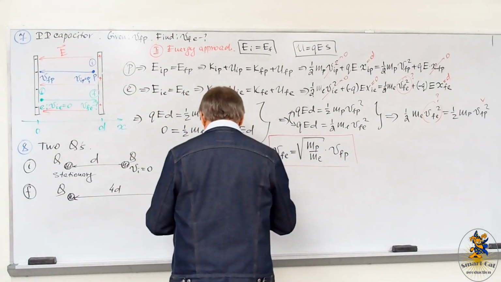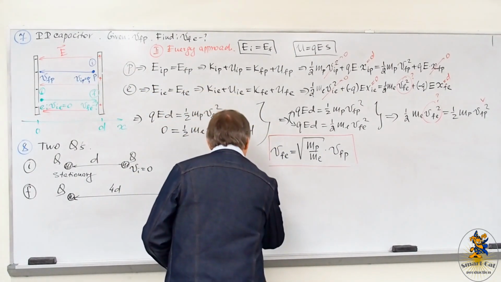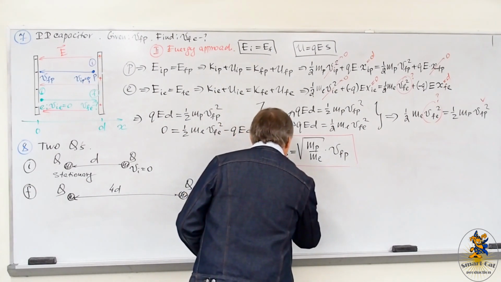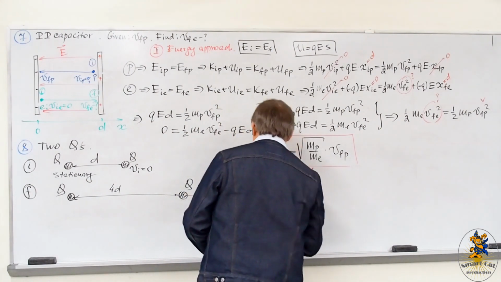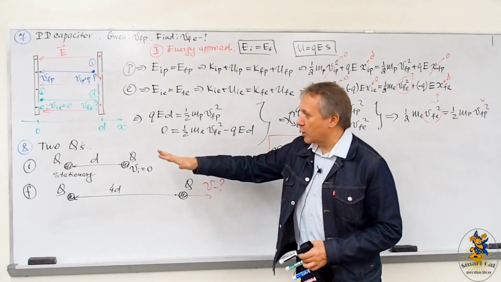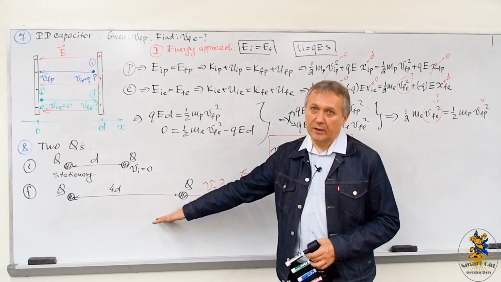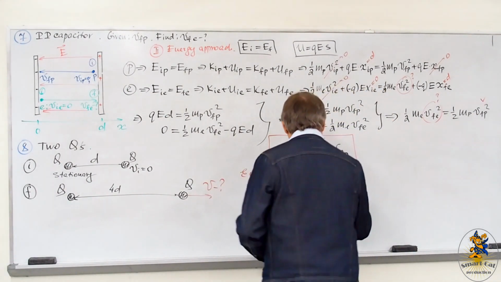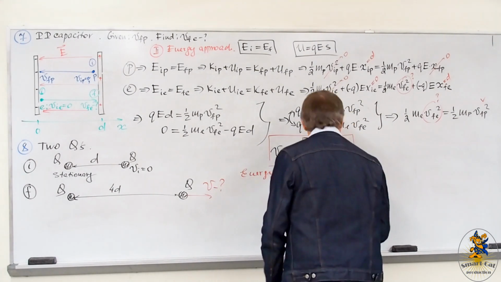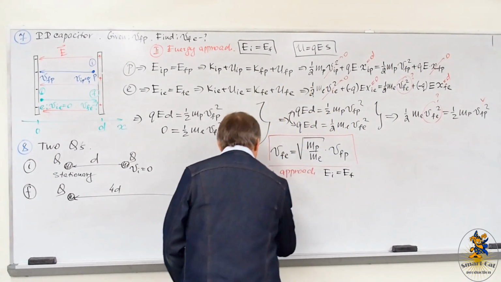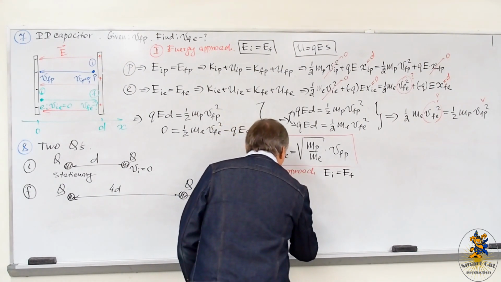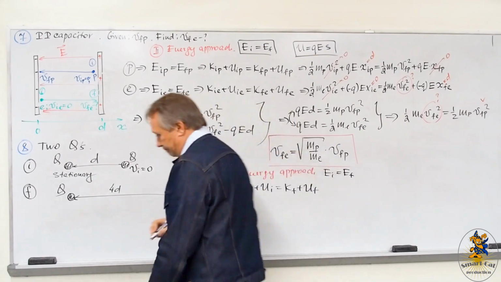So energy approach. So now again, the energy. In this case, the energy approach is way better, easier. So the total mechanical energy over here must be equal to the total mechanical energy over there. So I can write E initial equals E final. And again, K initial plus U initial equals K final plus U final.